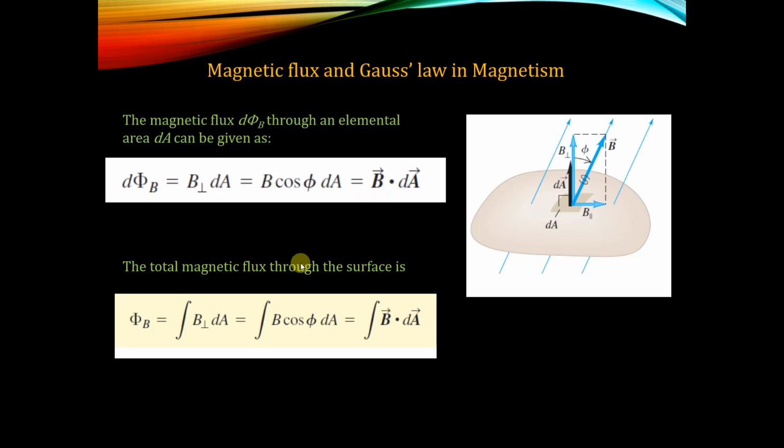And if I need the total magnetic flux through the surface, obviously I integrate it. So I will get phi b, the total magnetic flux, as integral b perpendicular into dA, or integral b cos phi into dA, or b dot dA. So the total magnetic flux through a surface can be given as integral b dot dA.